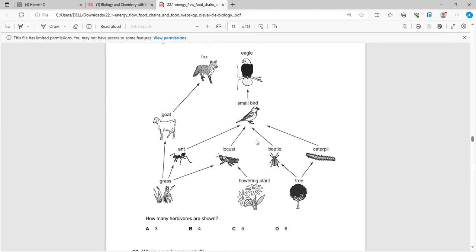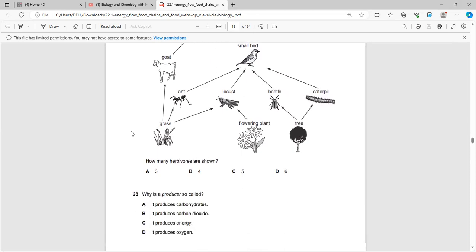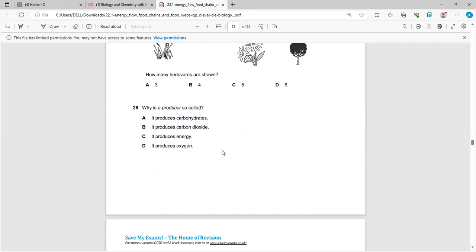Now in question number 26, they have asked us to count the number of herbivores. So we'll just count them. Number 1, number 2, number 3, number 4. So there are 4 herbivores as you can see in this food cycle. Yeah, and I missed one, the goat as well. Goat is also a herbivore. So there are a total of 5. Now, the definition of a producer is one which produces energy.